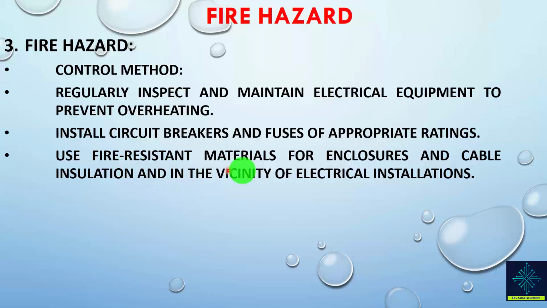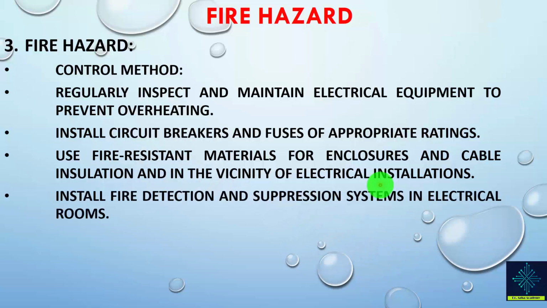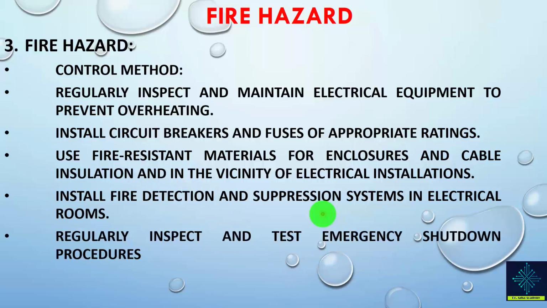Also use fire-resistant materials for enclosures and cable insulations and in the vicinity of electrical installations, so that whenever any spark or small fire happens for any reason, this fire will not spread. It will retard the spread of the fire. Install fire detection and suppression systems in electric rooms. Then regularly inspect and test emergency shutdown procedures. Okay, this is very important.